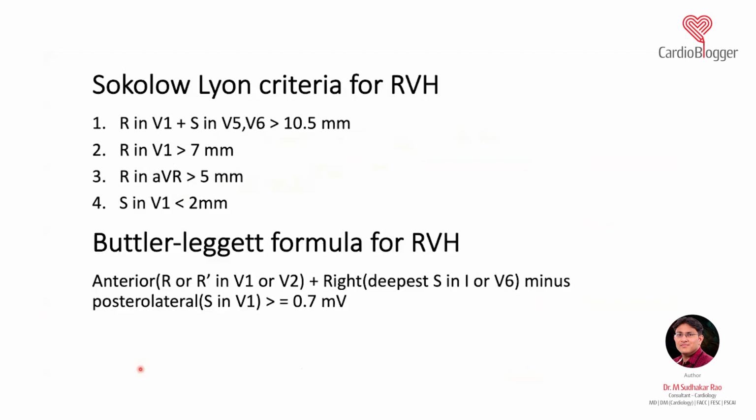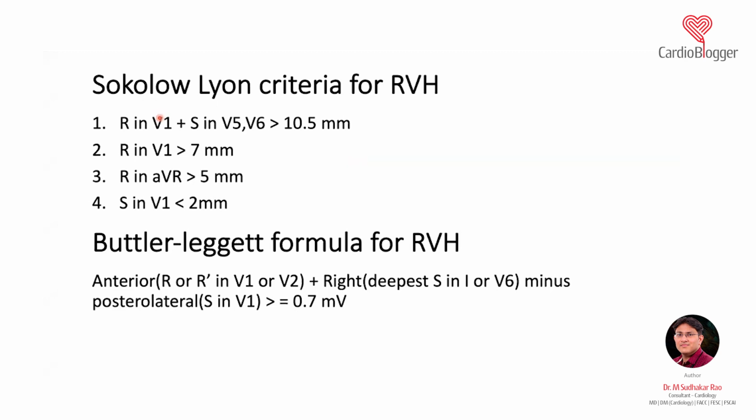Now, this wording you would have heard many times for a case of left ventricular hypertrophy, Sokolow-Lyon. So Sokolow-Lyon criteria is used both for right ventricular hypertrophy and left ventricular hypertrophy. More commonly for left ventricular hypertrophy, where we say that S in V1 plus R in V5 or V6, if it is more than 35 mm, most of you would have heard, it is suggestive of left ventricular hypertrophy. But Sokolow-Lyon is also there in right ventricular hypertrophy.